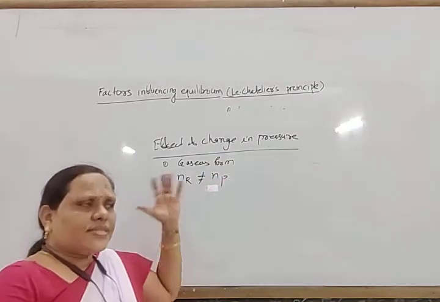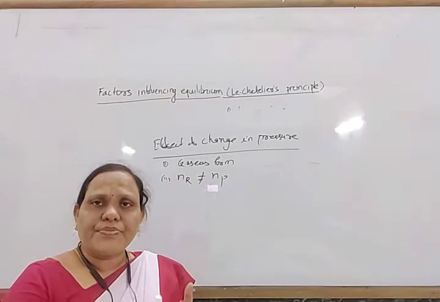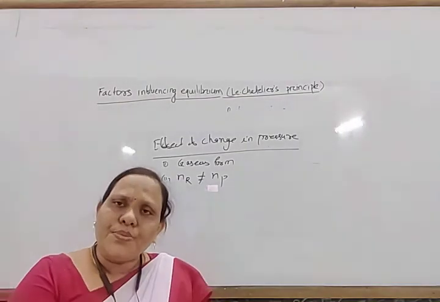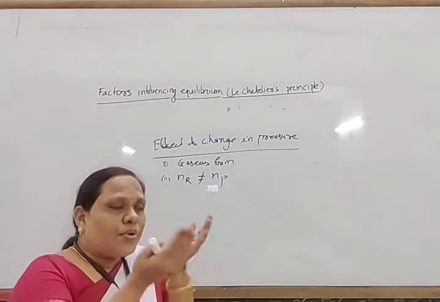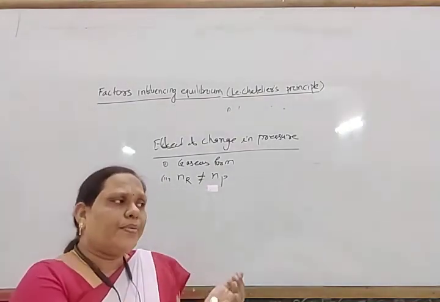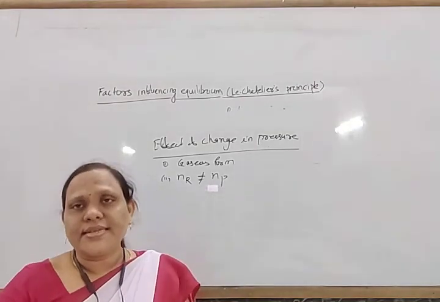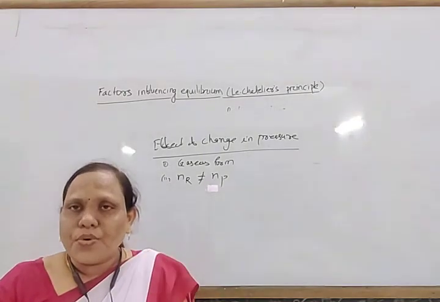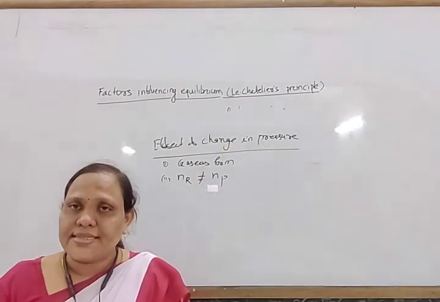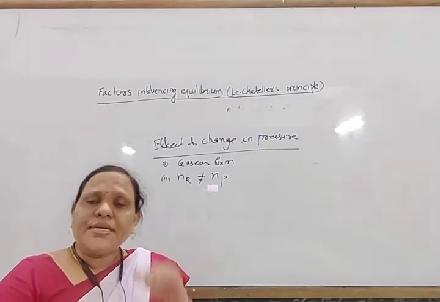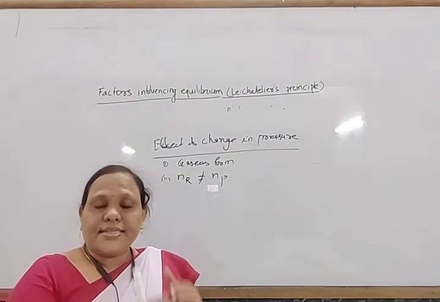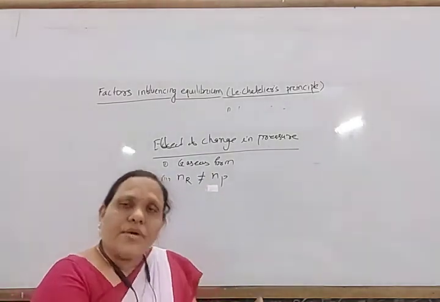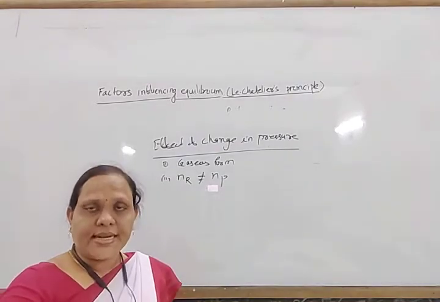Look here. If the system is gaseous and we increase the pressure at equilibrium, then what happens? If we increase the pressure, the volume will decrease, and as the volume decreases, the number of moles per unit volume increases. So according to Le Chatelier's principle, the system wants to decrease the effect. In this way, the equilibrium will shift in the direction where fewer gaseous moles are present.